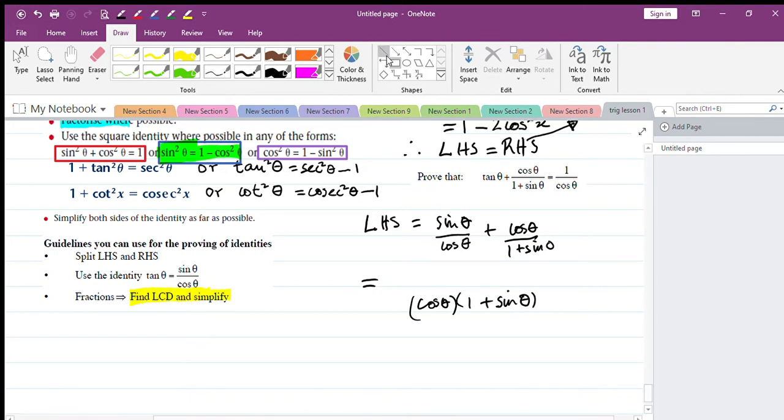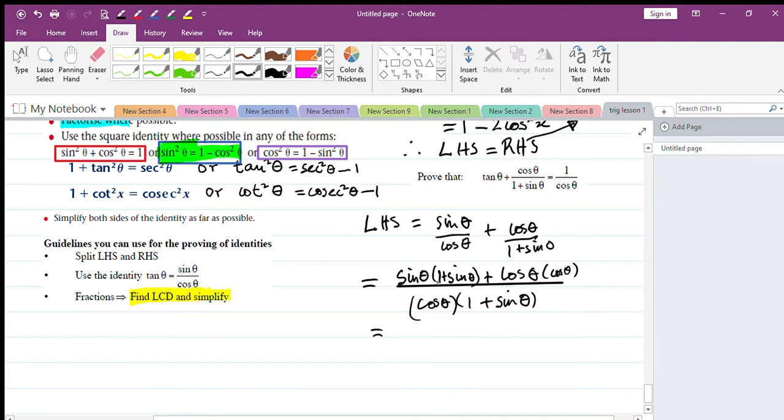What do you do after that? Then we simplify this like any other fraction. We divide this LCD by cos theta. The answer is 1 plus sin theta multiplied by sin theta. So it's sin theta multiplied by 1 plus sin theta, plus. Then we divide the LCD by this denominator here. The answer is cos theta multiplied by cos theta.